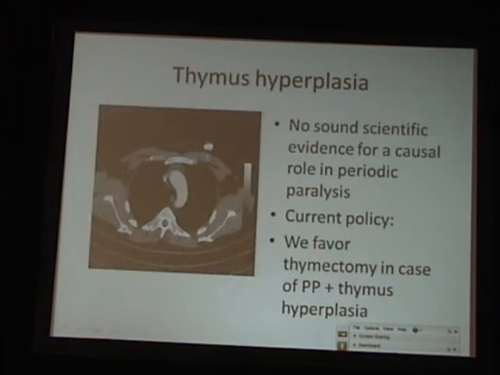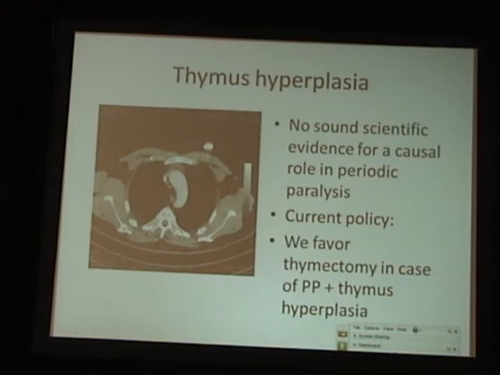Finally, I would like to come to another issue. In the last years, we have faced the problem of patients with periodic paralysis plus thymus hyperplasia. These are patients who have, in addition to their periodic or episodic weakness, exercise-induced weakness. And the question is, what shall we do in this patient?